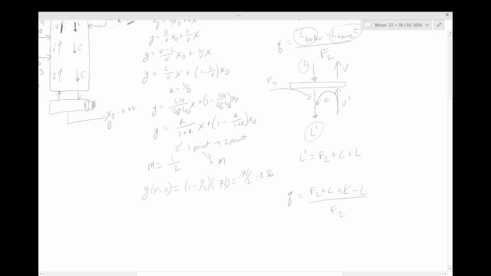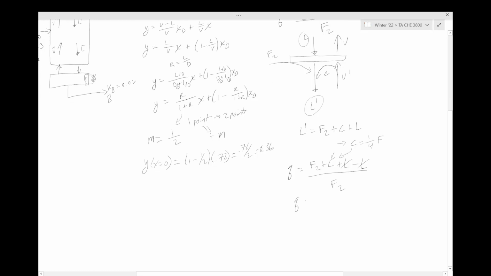We need to figure out, well, these L's will cancel, but we need to figure out what this C is equal to. From the problem statement, it says that 1 mole of vapor will condense for every 4 moles of feed. So the amount of condensate that we're going to have is going to be equal to 1/4 of the flow rate. Okay, so that just goes into here now. And that Q will be equal to F2 plus 1/4 of the feed, which will just equal 5/4.